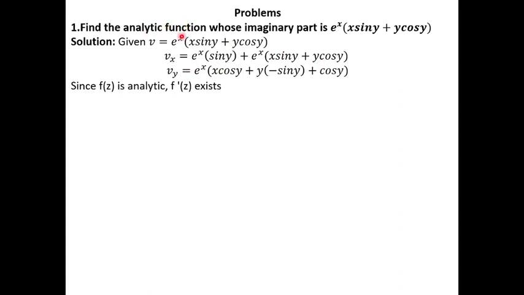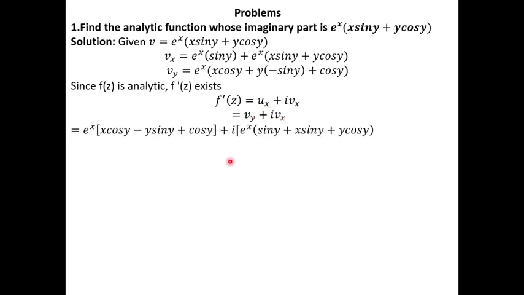Here f of z is analytic. f of z is analytic means f dash z exists. Hence we write the formula, that is ux plus i into vx, means dou u by dou x plus i into dou v by dou x. Here what is the given part? Given part is imaginary part, that is v. Therefore we need the real part in terms of v, by using what? By using the CR equation. Therefore by the CR equation dou u by dou x can be written as dou v by dou y. That can be expressed like that, vy. Now substitute the vy value and vx value, we get like that, and simplify.